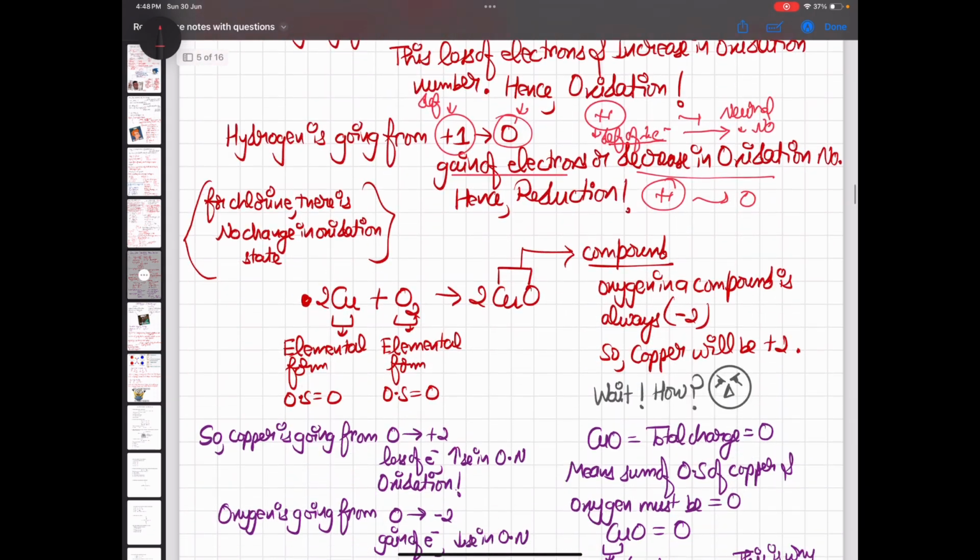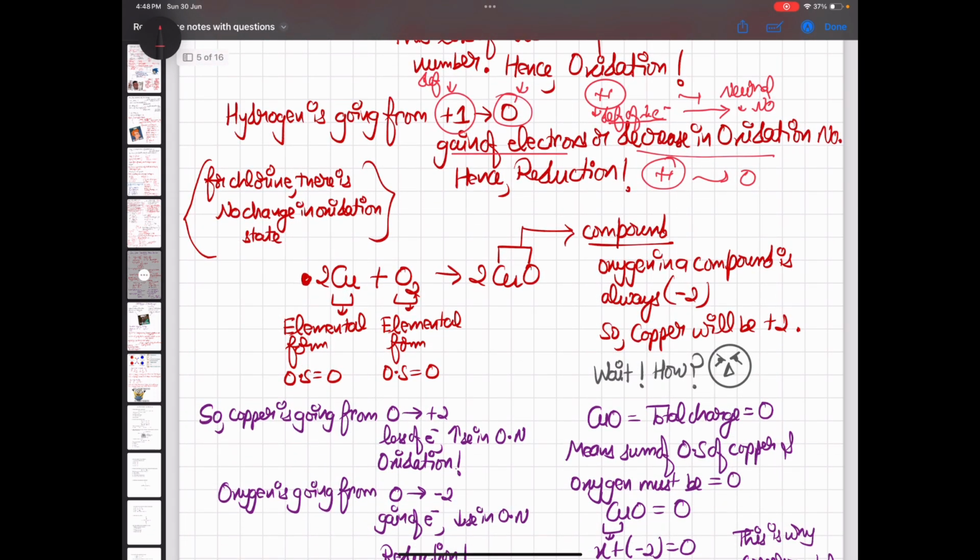Okay. Now, another example for all of you. Understand this carefully. This is very easy. Now, if you look at copper here, copper is in elemental form, right? In elemental form, we have discussed one single point, that the charge is 0. So oxidation state is 0. So I've written the same thing here, elemental form, oxidation state 0.